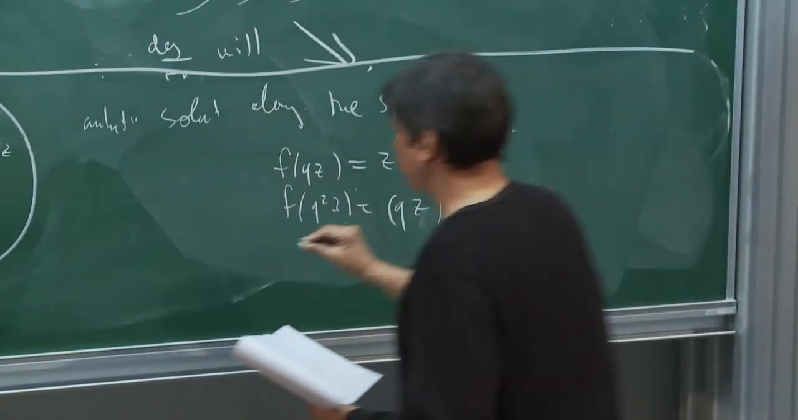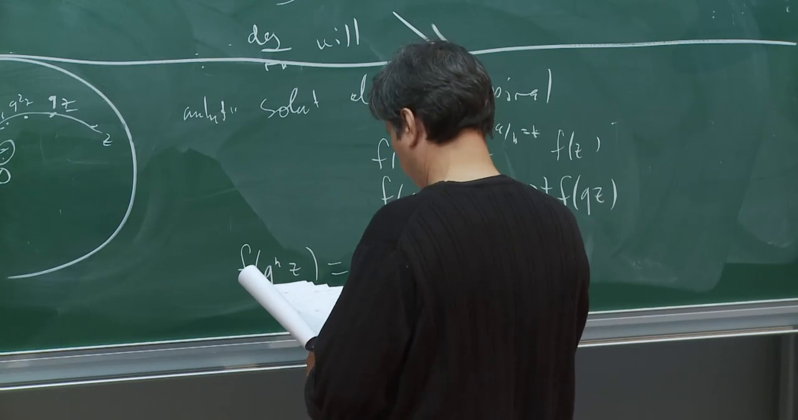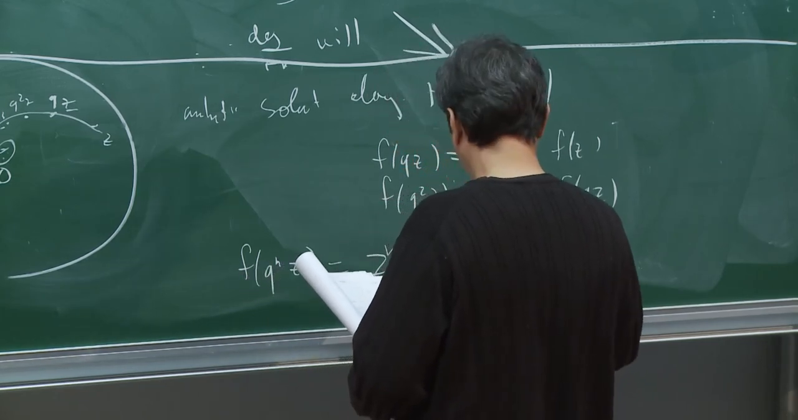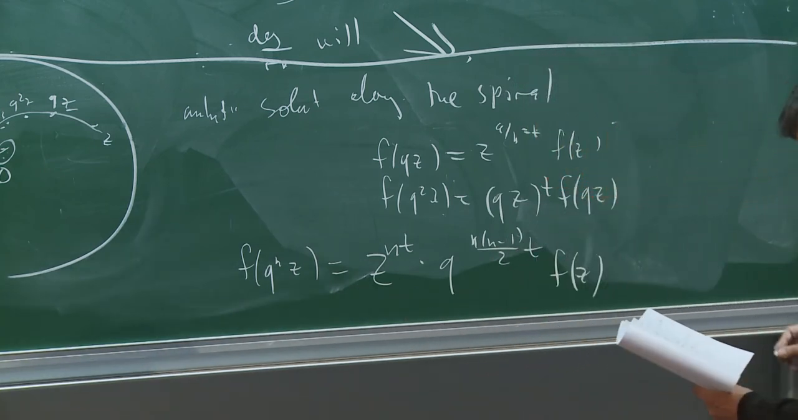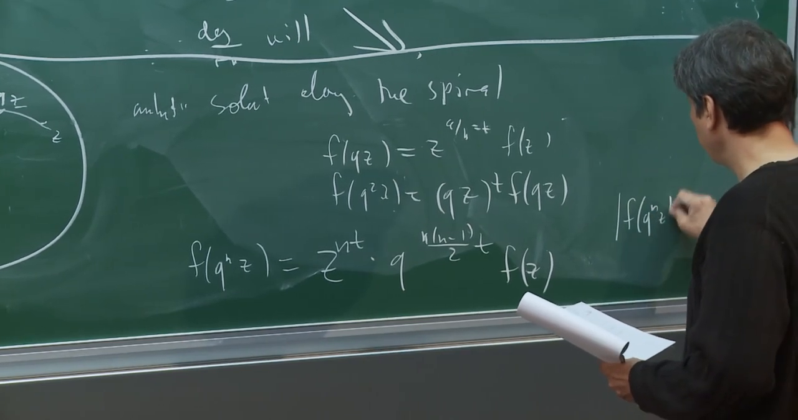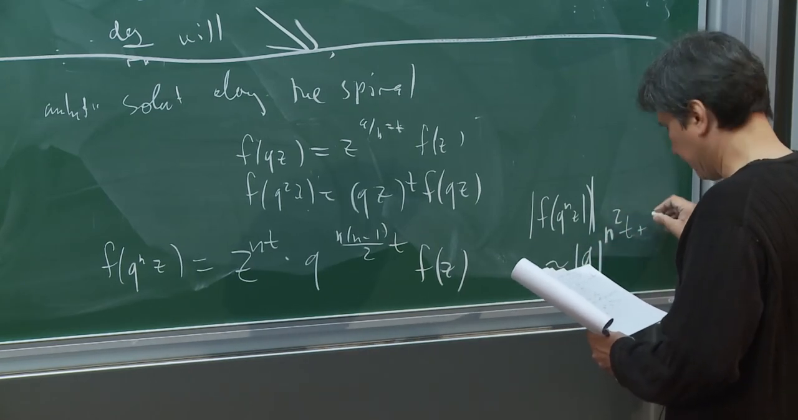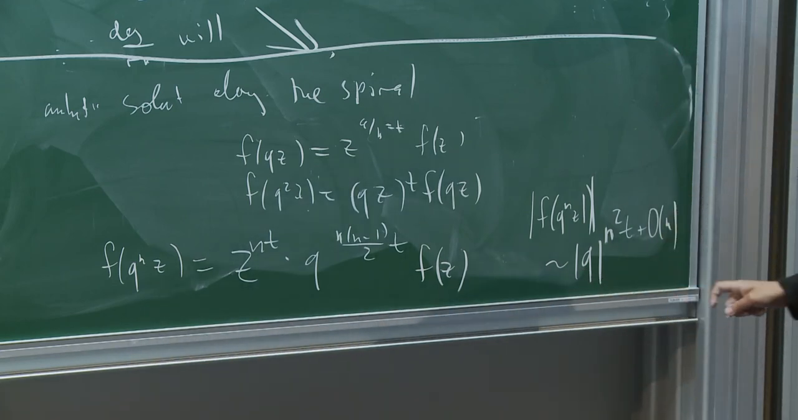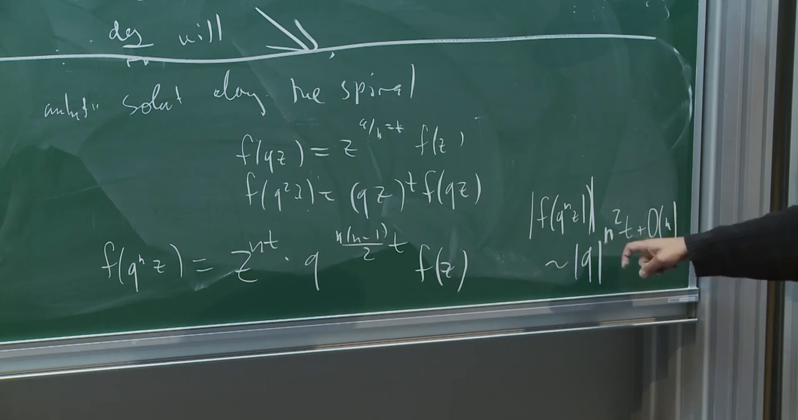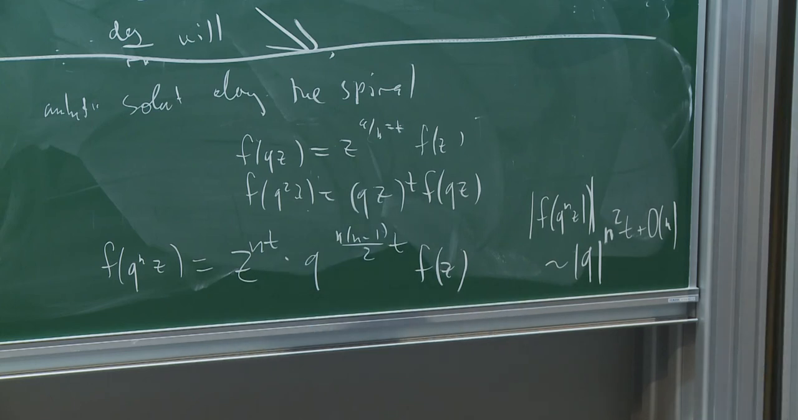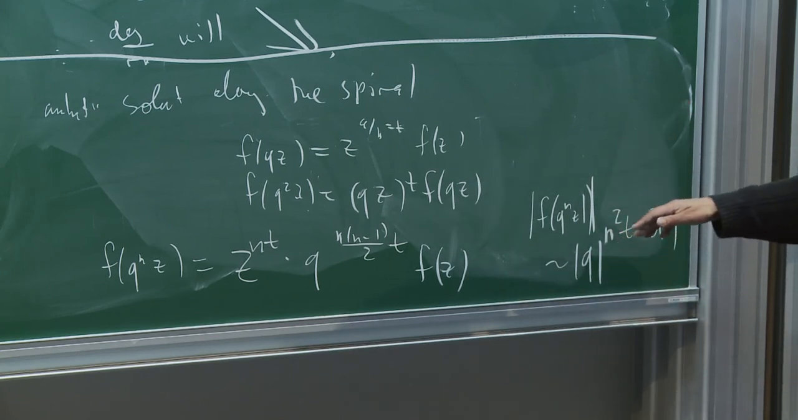and so on. And then you see that if you consider a very far point of this spiral, f of q to the power n z will be z to the power nt times q to the power n times (n minus 1) over 2 times t, f of z. So you see that the norm of f of q^n z goes like q to the power n square times t plus capital O of n. So it's an analog of this exponential growth. It goes like the exponent of the square of the logarithm. And from this, I think you immediately see that you can also filter solutions by various slopes.